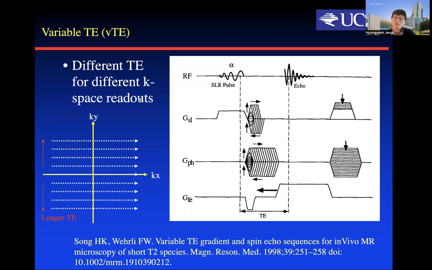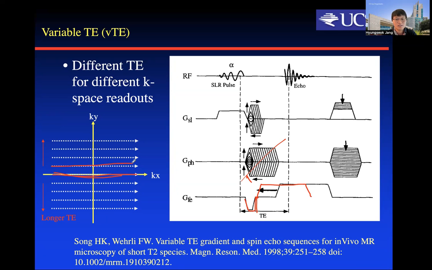And then there's also a technique called variable TE. This is kind of a mixture of Cartesian and non-Cartesian imaging. So basically, when you encode this line with KY equal to 0, then we don't need phase encoding, right? So that means you can encode right after your rewinding gradient. You can just apply the data readout. So this is the shortest TE for this line.